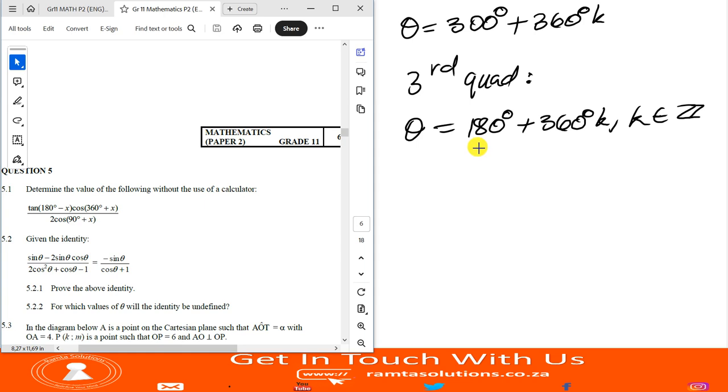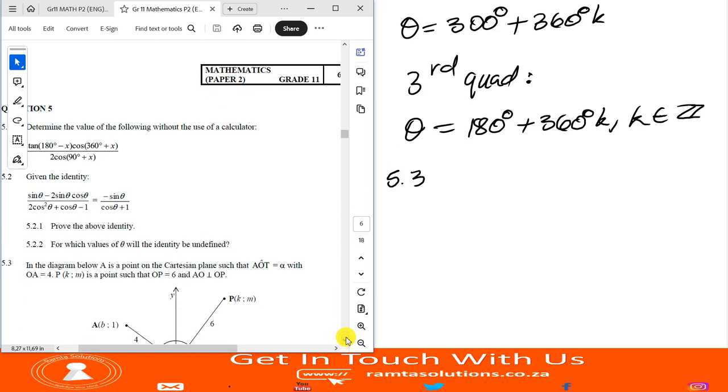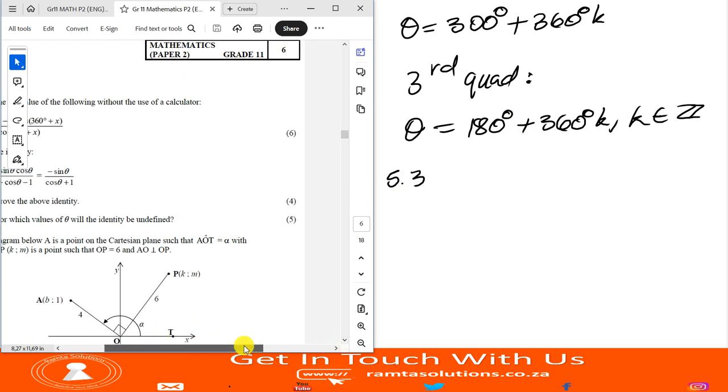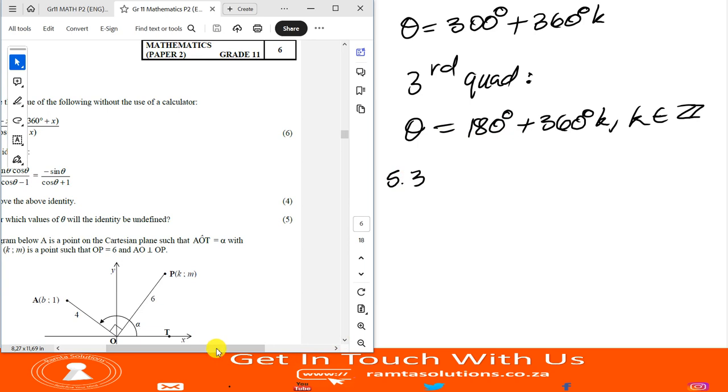So we're using this general solution because they didn't give us the... 5.3, how many marks was this? It was 5 marks, so cool.